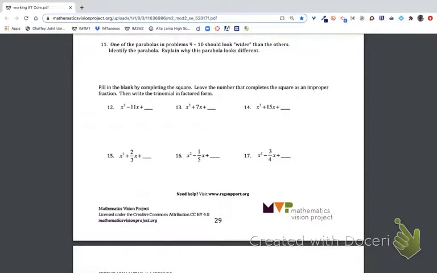For numbers 12 through 17, you're just completing the square. Nothing else too crazy. And then writing it in factored form. So it'll be that vertex form in a way.